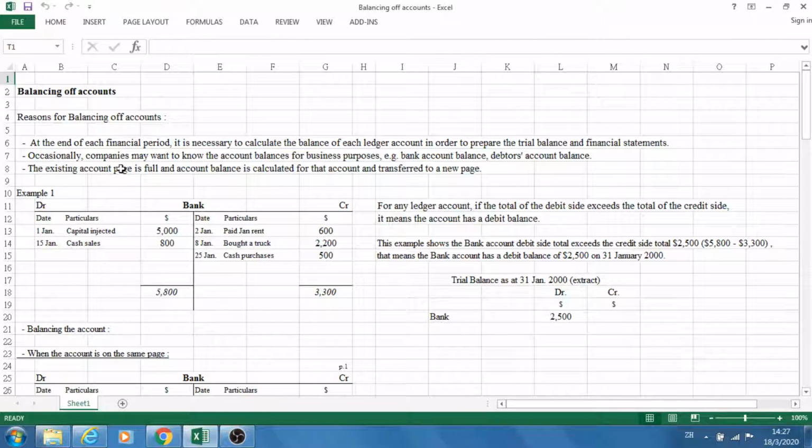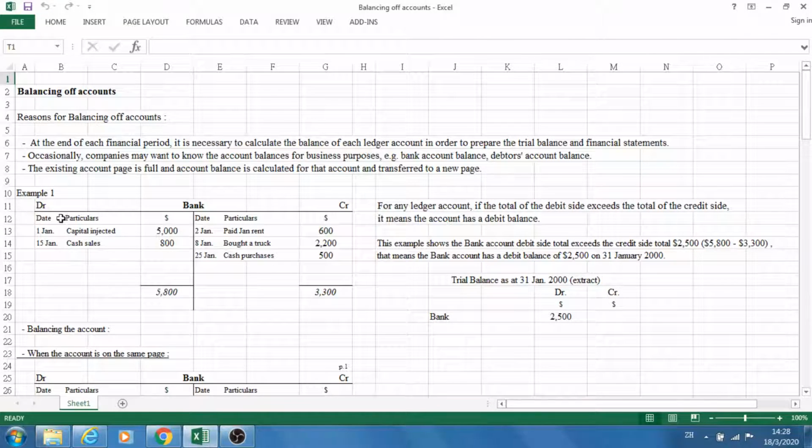Occasionally, companies may want to know the account balances for business purposes. For example, bank account balance, debtors account balance. Also, when the existing account page is full, the account balance is calculated for that account and transferred to a new page.